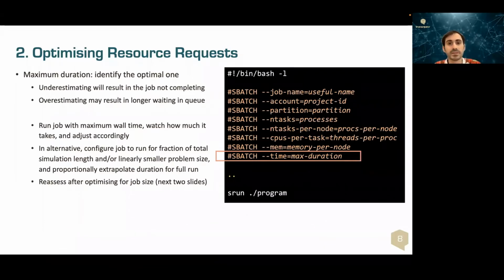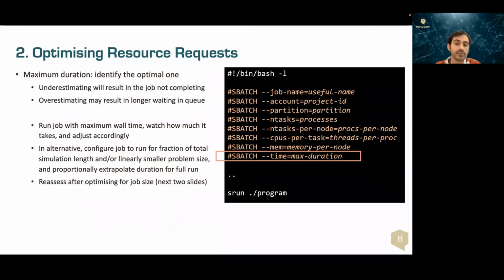And this applies specifically to workflows where there is an iterative component. So if you have, say, 10,000 iterations, you can just let it run for 10 and use the duration required for the subset of iterations, extrapolated to get the full required wall time.